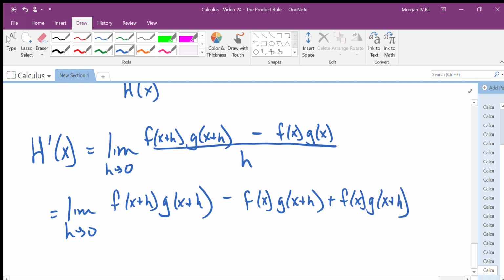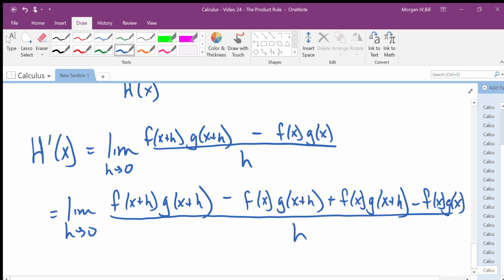So I haven't changed anything. I've subtracted f of x times g of x plus h, and I've added f of x times g of x plus h. Those could cancel out, but don't. And then minus your f of x, g of x, which we already had. So that numerator is the same numerator as before, right, but with an addition and subtraction of the same value, divided by h. This allows me to, I have now 4 functions, and I'm going to look at the first 2 functions together and the second 2 functions together. Or maybe a better term would be terms. I have 4 terms in my numerator.